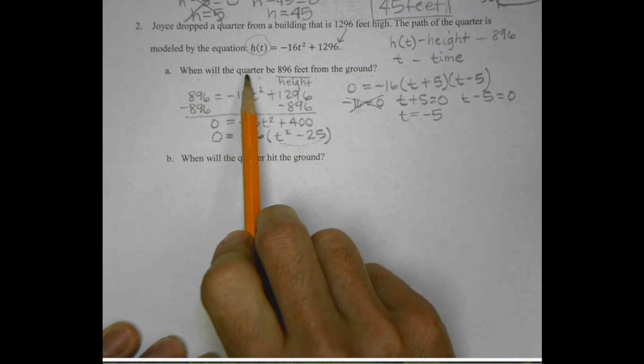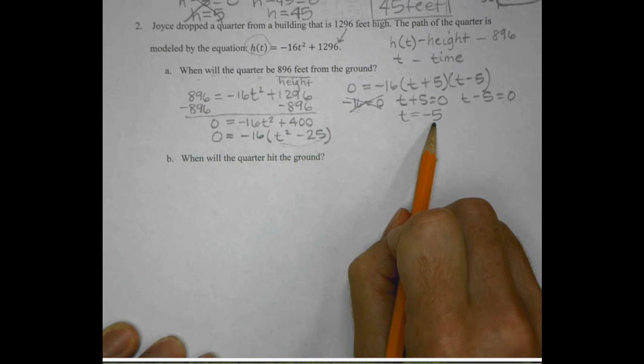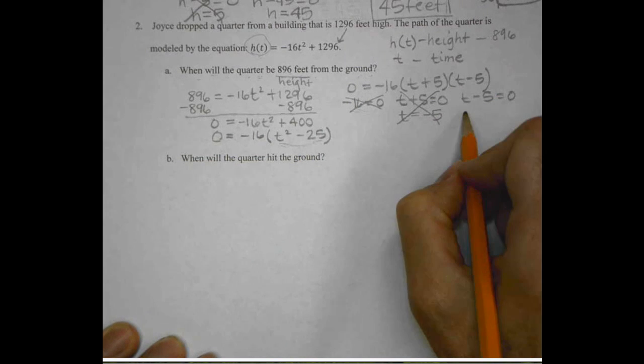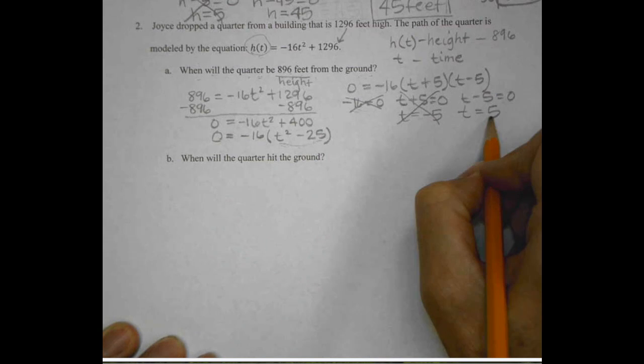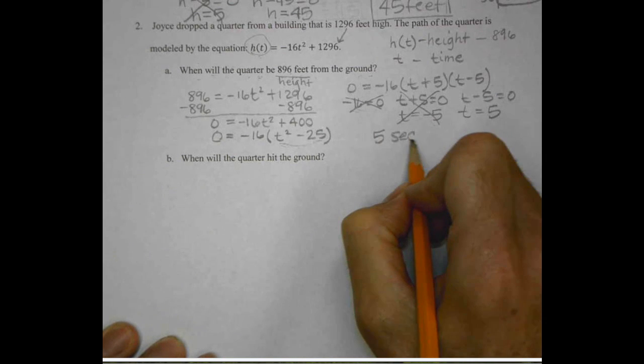And when will the quarter be 896 feet from the ground? Can I say in negative 5 seconds? No, so this one has to be disregarded also. And my last one comes out to a positive 5, and that is my good answer, so 5 seconds.